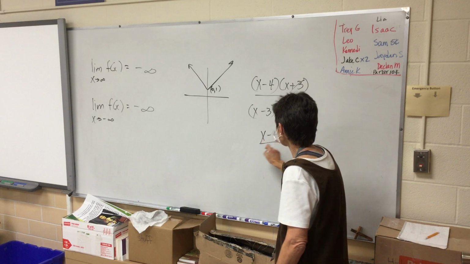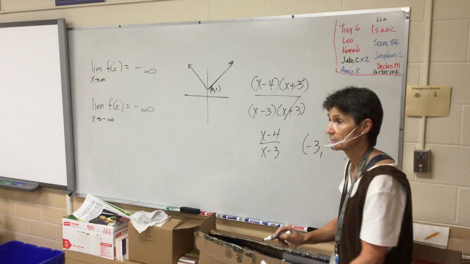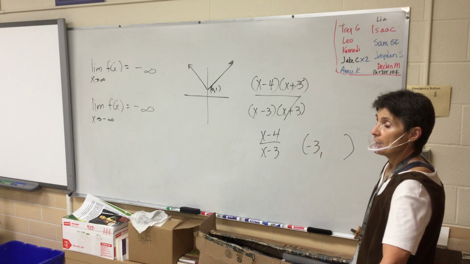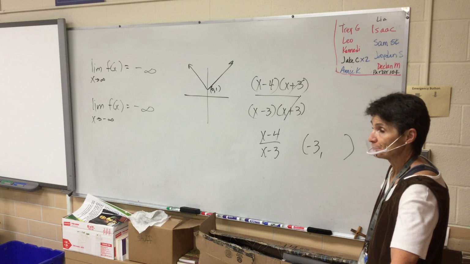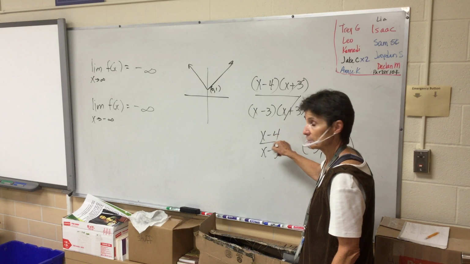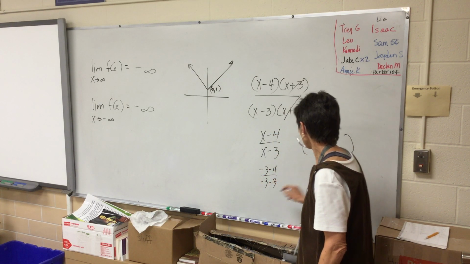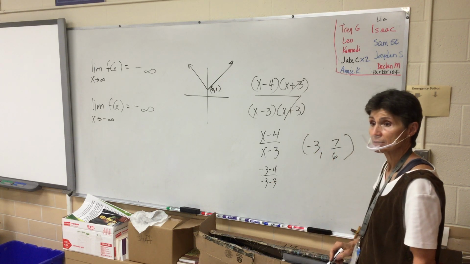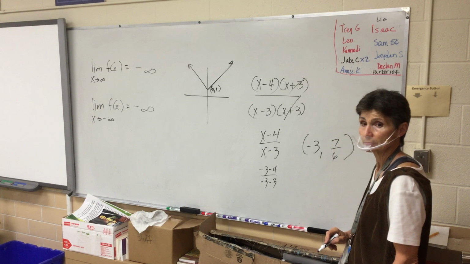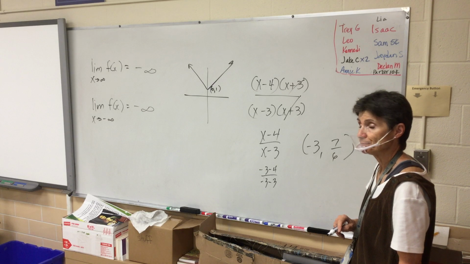So your hole is going to be at the point where x is negative 3, because that's what canceled out. And then how do we find the y? Plug negative 3 right back into here. So we end up with 7 over 6, because it's negative over negative. Anybody have a question about that?